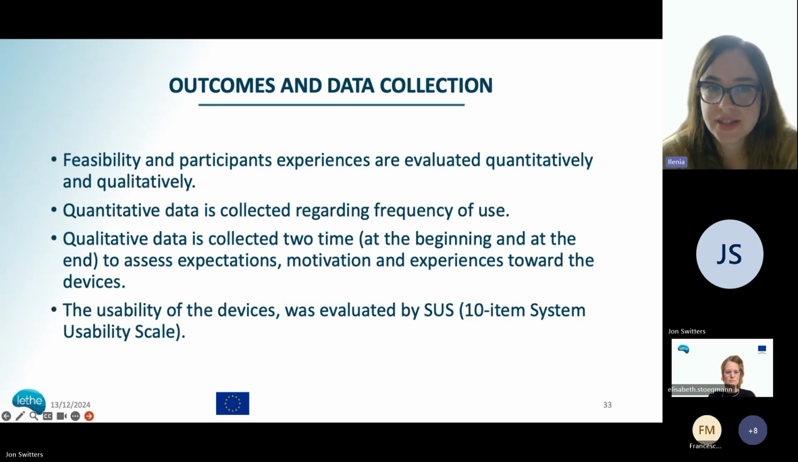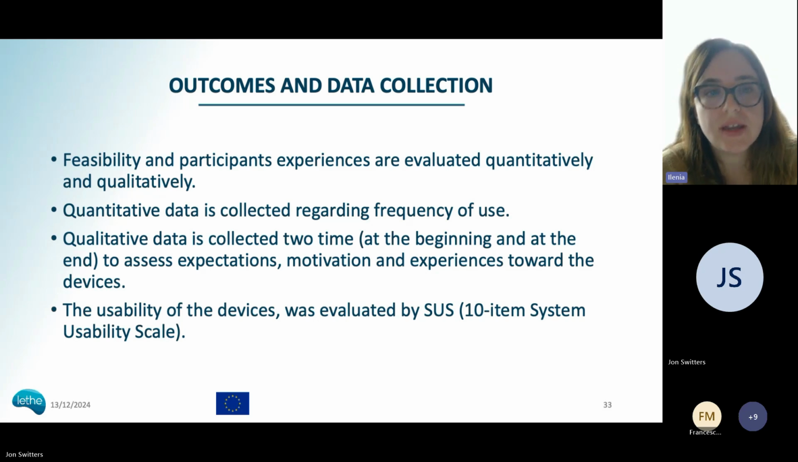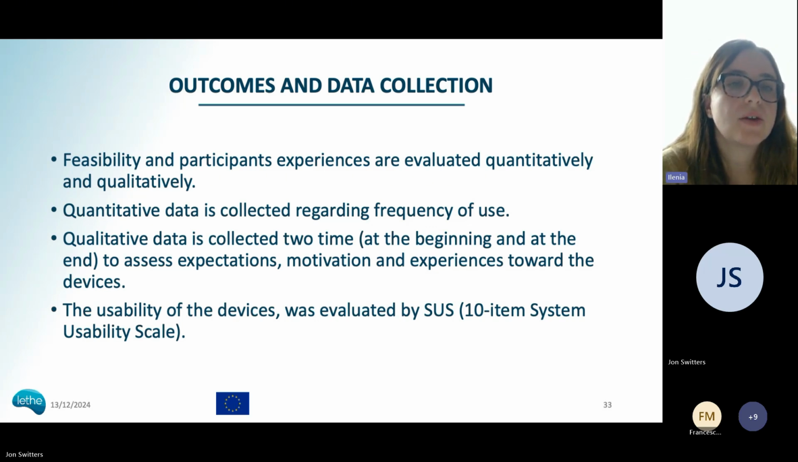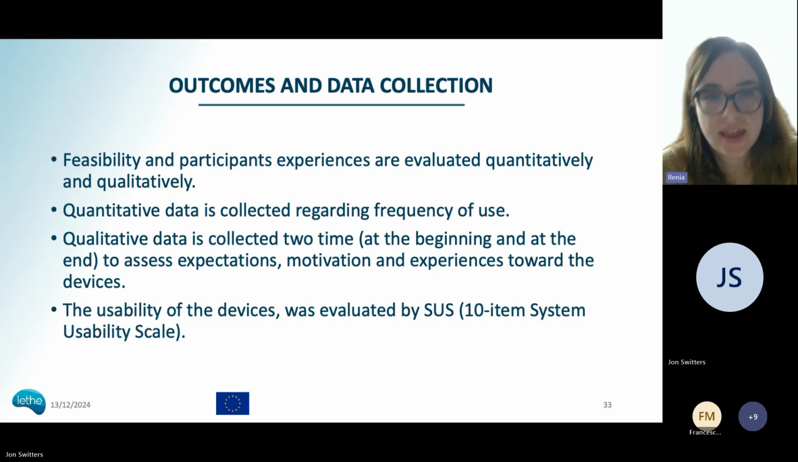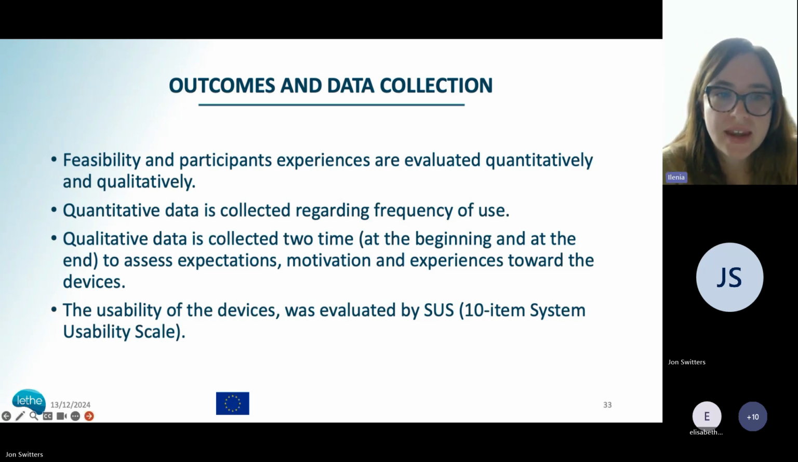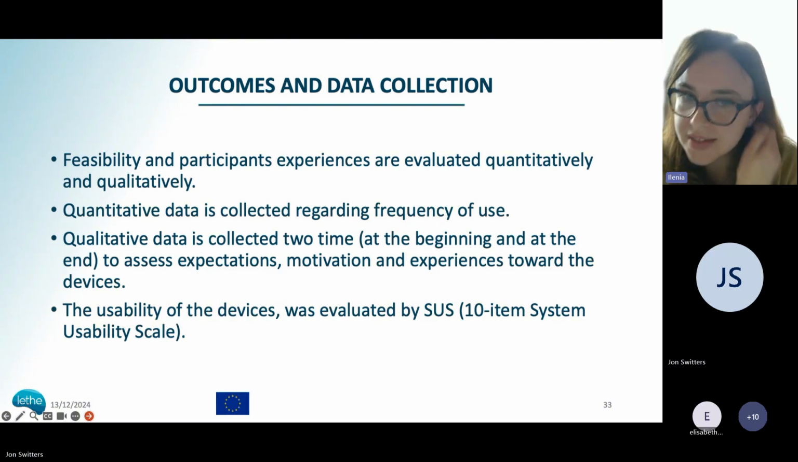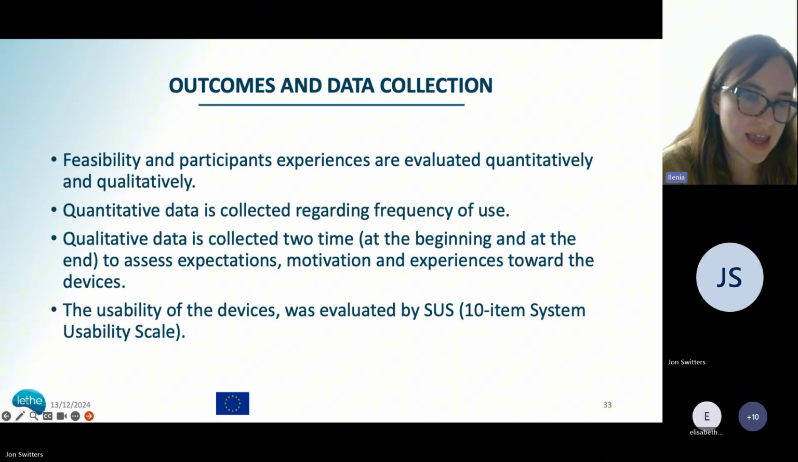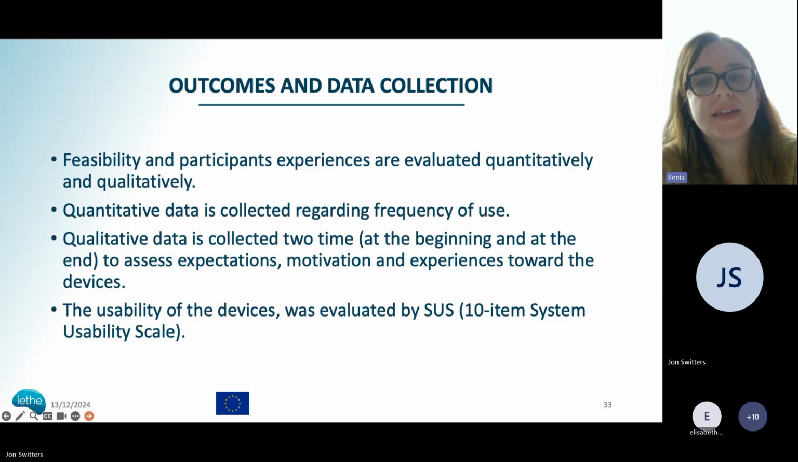About data collection of the sub-studies, the feasibility and experiences of the participants are evaluated both quantitatively and qualitatively. Quantitative data are collected regarding the frequency of use, and qualitative data are collected at two time points: at the beginning, to assess expectation and motivation, and then at the end of the period of usage of the device, to assess experiences toward the device. At the end, the usability of the smart glasses and robot Temi were evaluated by the SUS scale, the System Usability Scale. Okay, next, please.